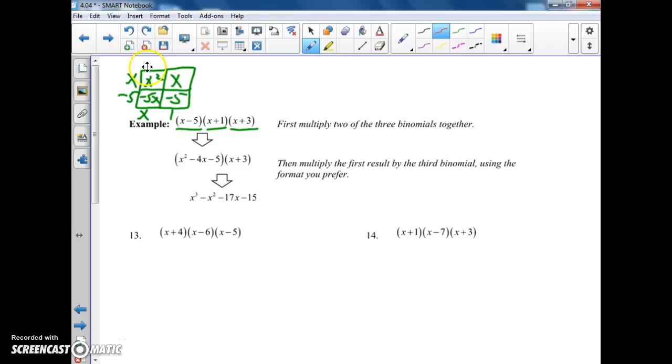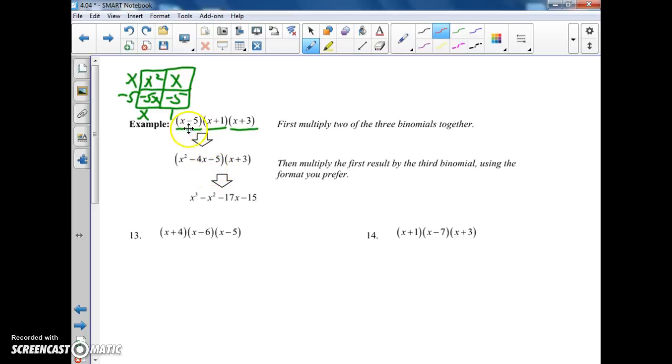And now we combine like terms. So what we're going to have, x squared, and now what's negative 5x plus x? Negative 4x, that's what you see right there, and then minus 5. So you see there's everything right there for the box.